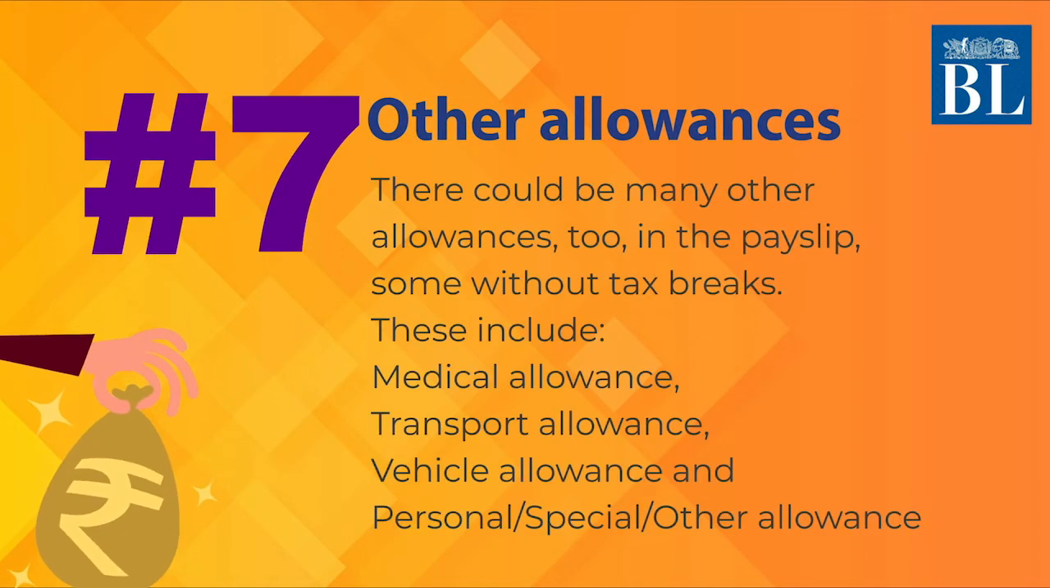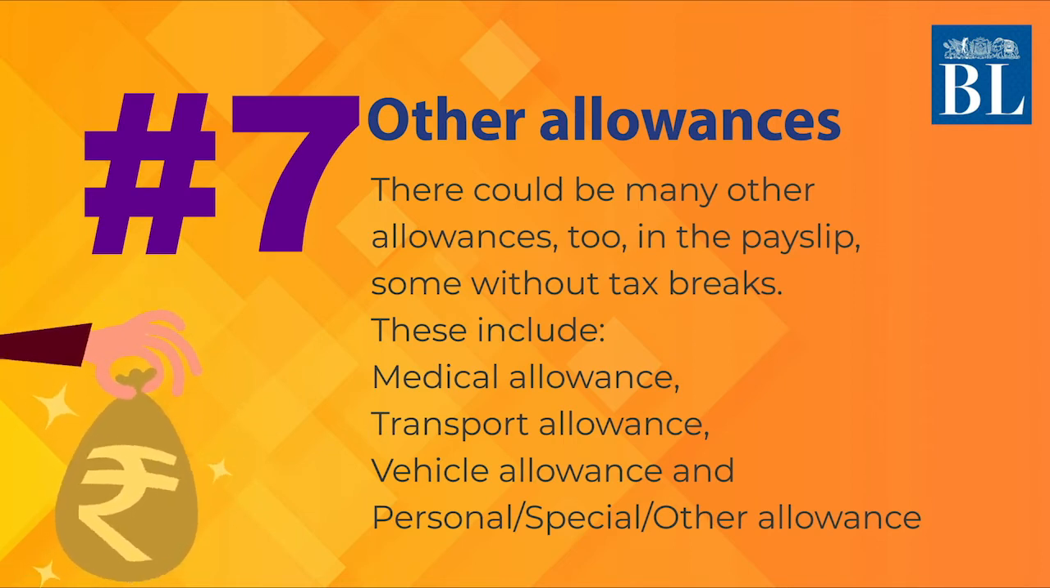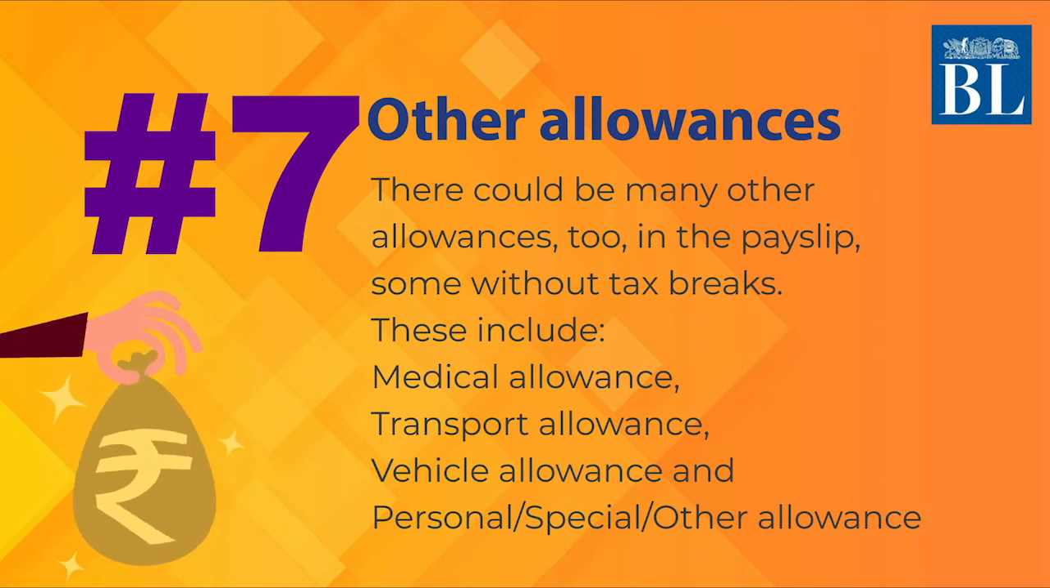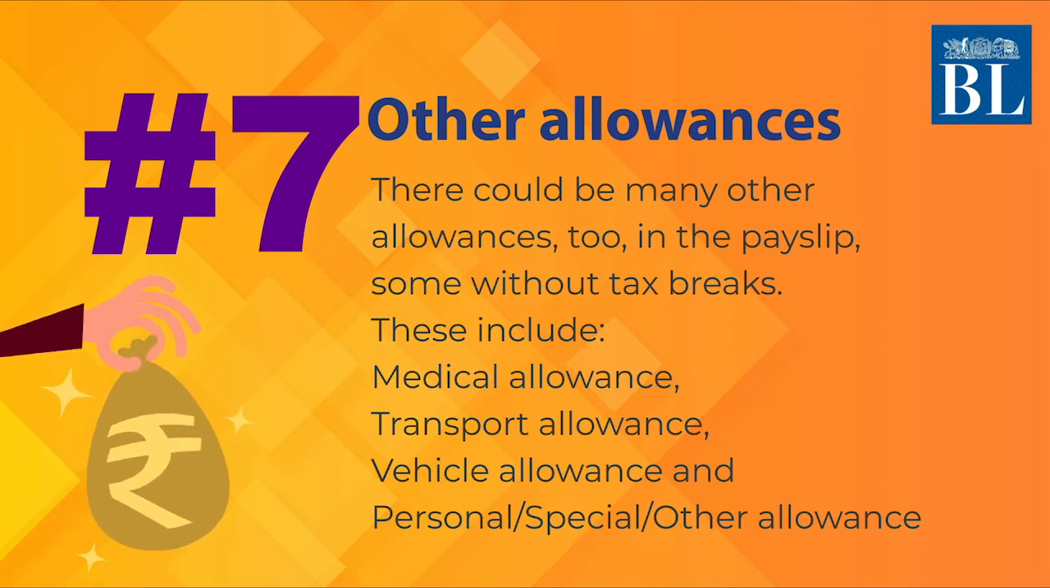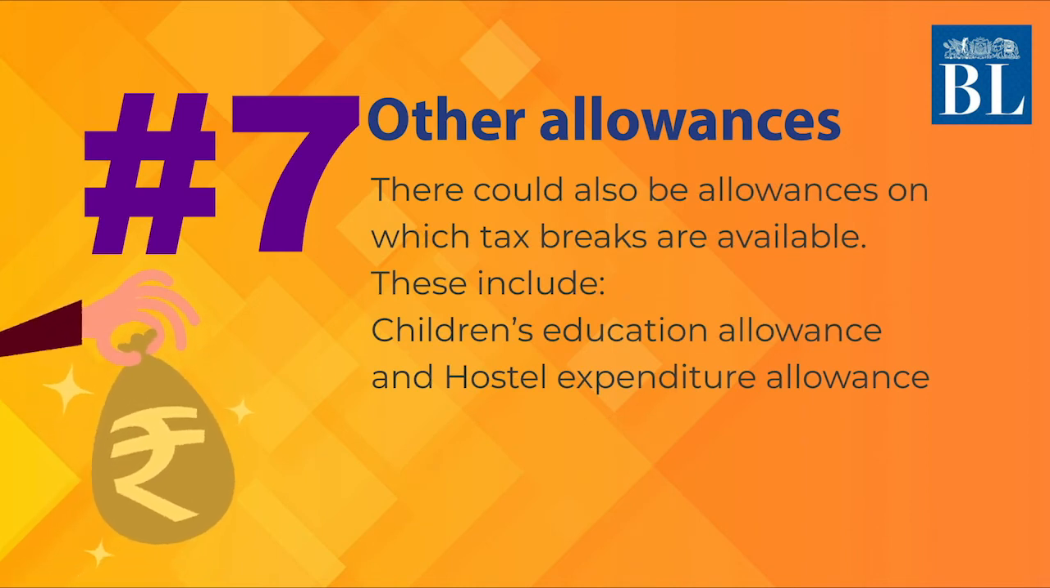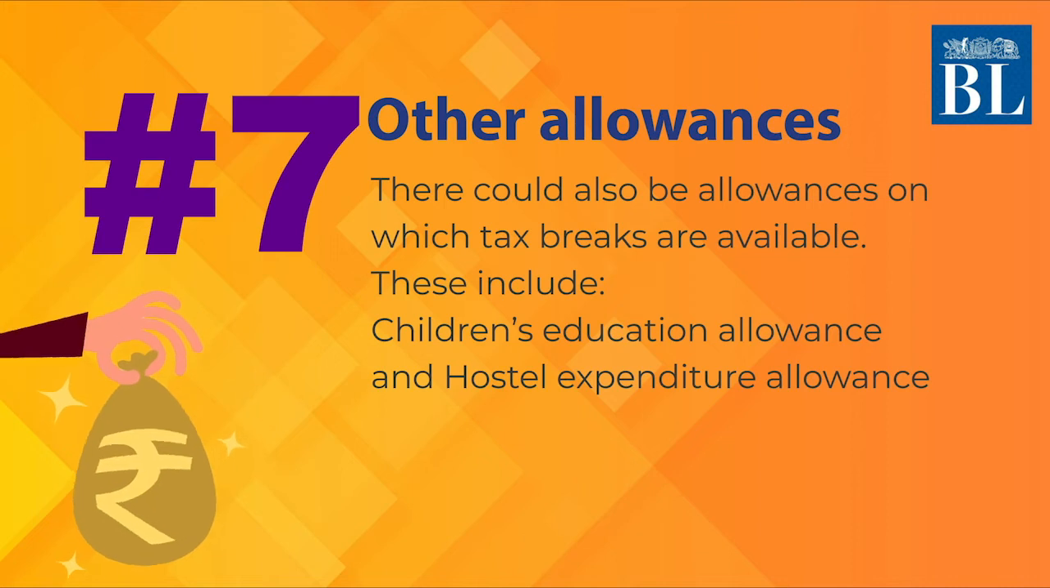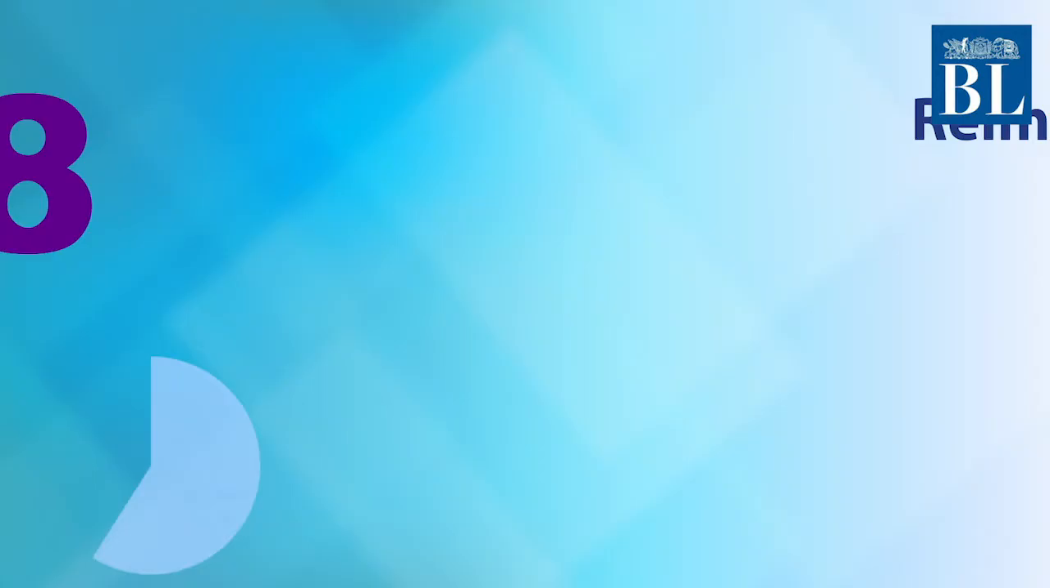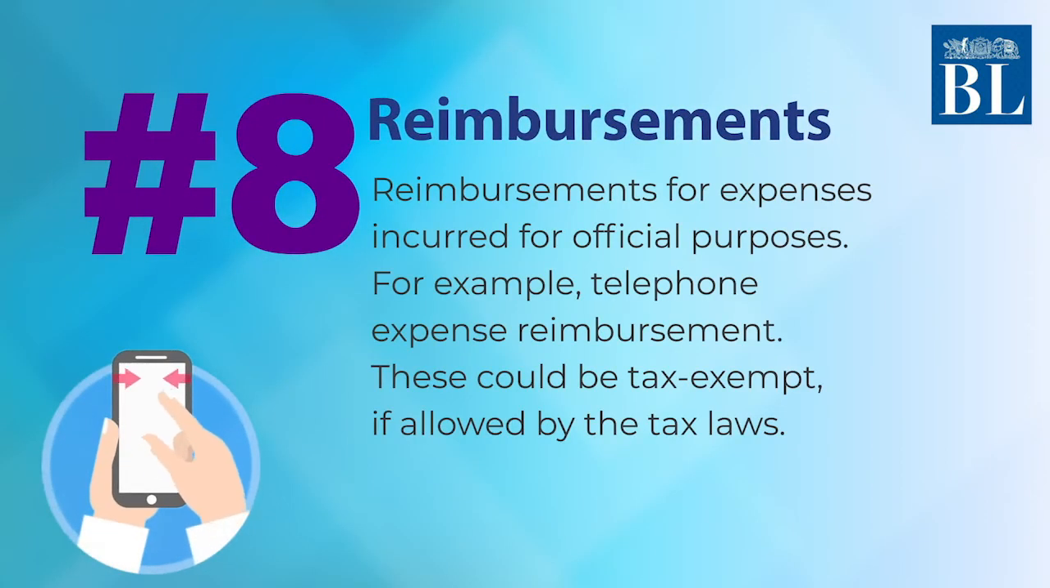There are also allowances that do not have tax breaks but are mentioned in the payslip. These include medical allowances, transport allowances, vehicle allowances, as well as other special and personal allowances. There are also allowances with tax breaks that are mentioned in the payslip. These include the children's education allowance as well as hostel expenditure allowance. Apart from these, there are also reimbursements for expenses incurred for official purposes. For example, some companies reimburse telephone expenses. These are tax exempt if permitted by the tax laws.